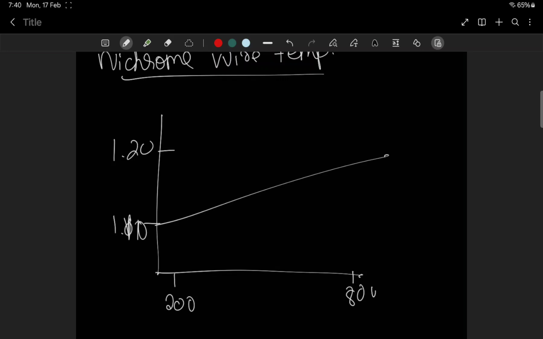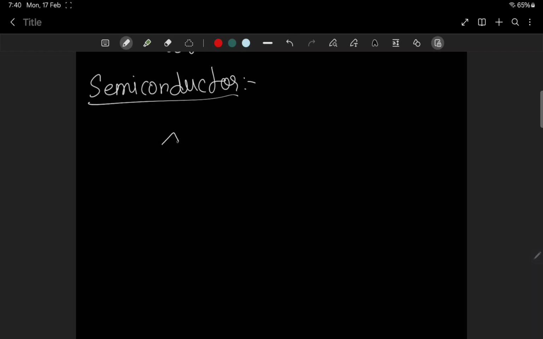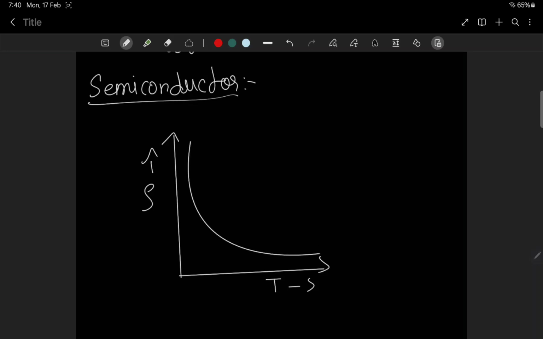Now we will also draw a graph for a semiconductor, temperature versus rho. This is inversely proportional. This is a graph for a semiconductor.